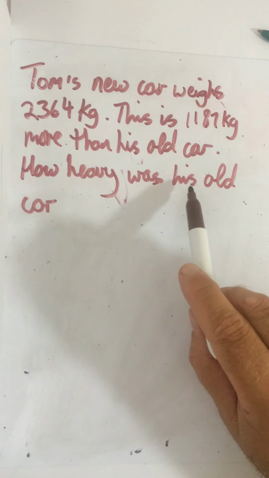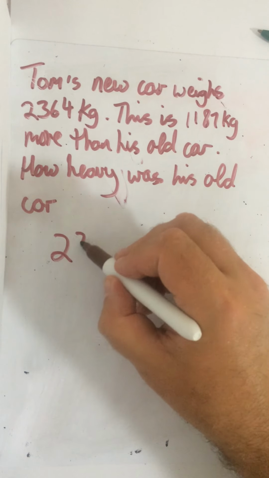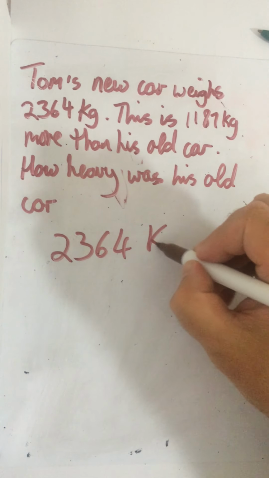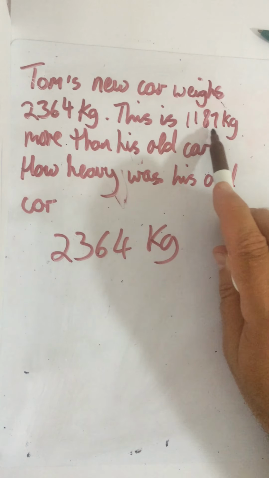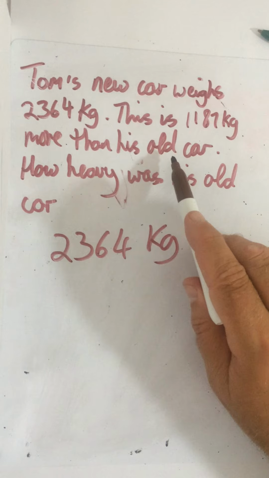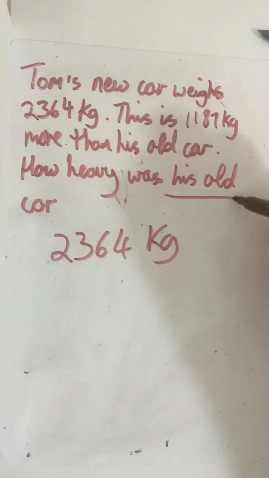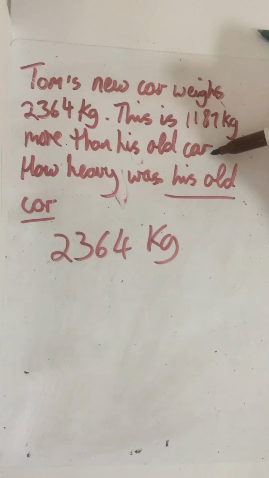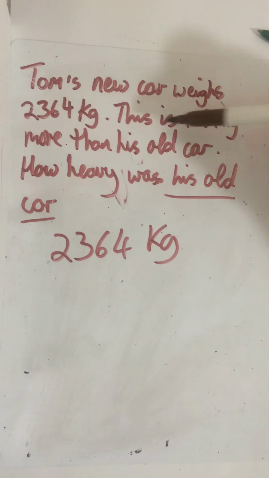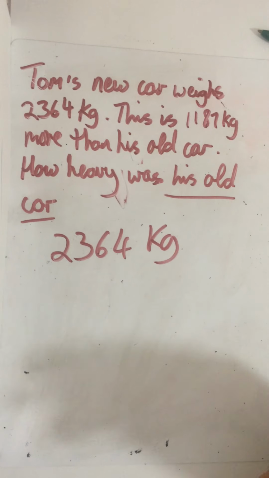How heavy was his old car? So this was his old car. Okay, so this is his new car. It's 2,364 kilograms. And this is 1,187 heavier than his old car. Okay, so we want to find out how heavy his old car is. Now, if his new car is heavier than his old car, because it says it weighs that much more than his old car, then obviously his old car is going to weigh less than his new car.